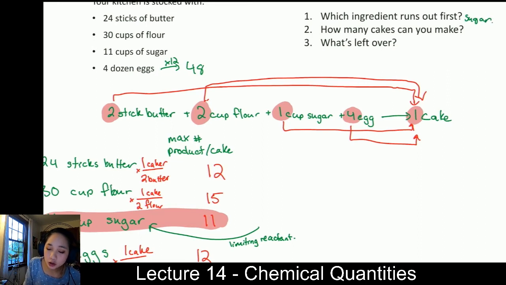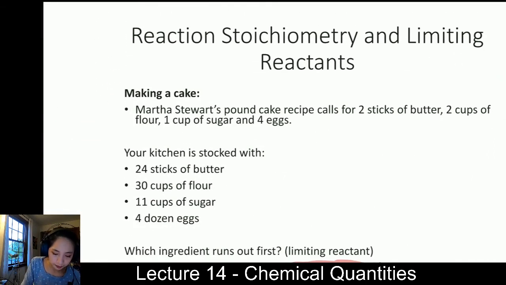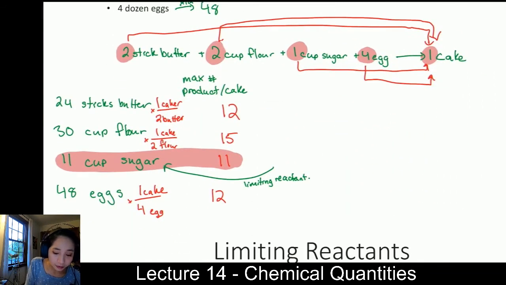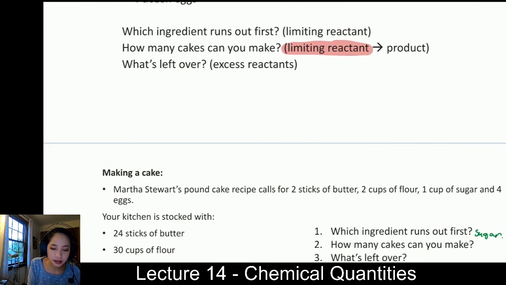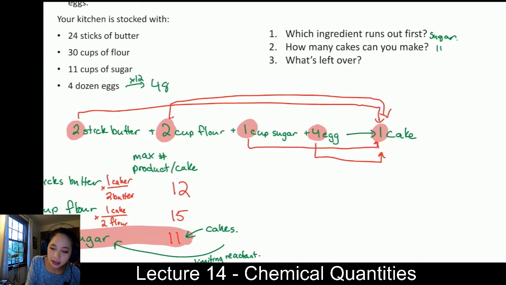How many cakes can you make? After the 11th cake, you can't make any more. So 11 is the amount of cakes you can make. Remember how I said the limiting reactant is what determines how much product you can make. So how many cakes can you make? It's 11, and sugar is what determined that.